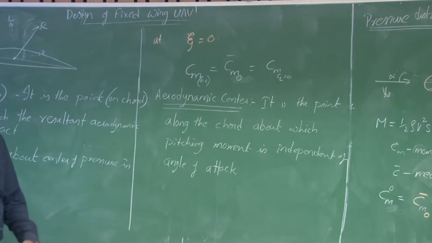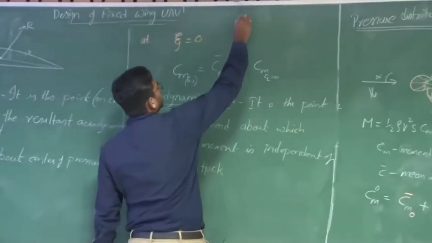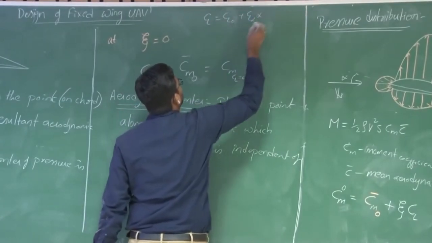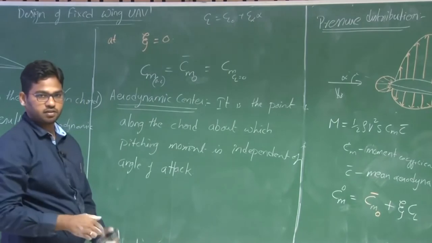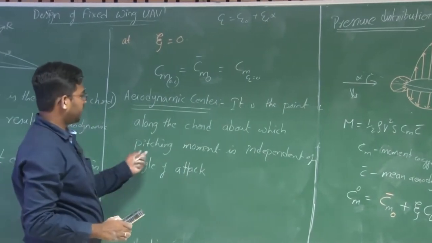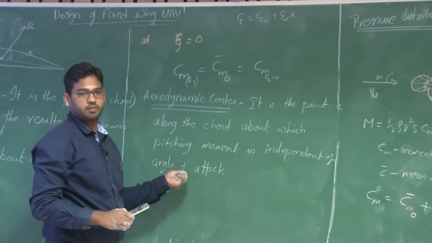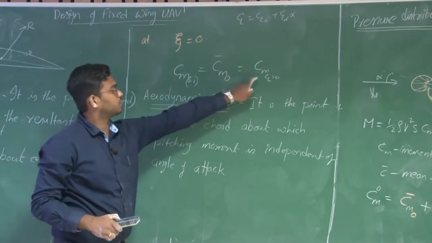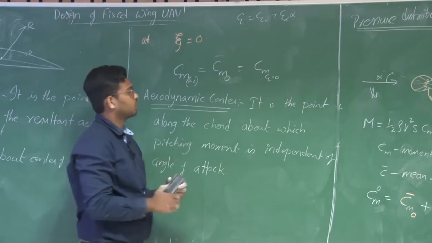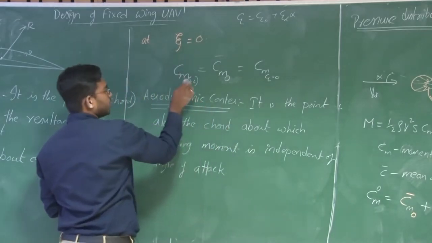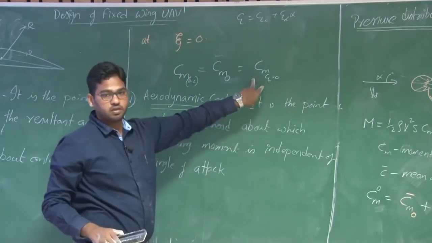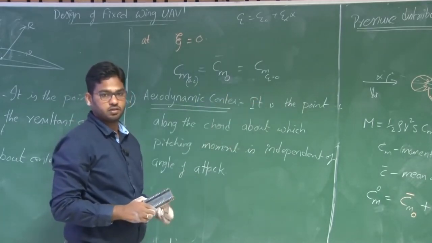Now we witness that we have modeled CL as a function of angle of attack. CL is equal to CL naught plus CL alpha into alpha. The CL varies with angle of attack. Here, if I take the moment reference point as the aerodynamic center, the pitching moment will remain constant. That value is Cm at CL equals 0. So this is Cm about aerodynamic center, which remains constant irrespective of angle of attack.